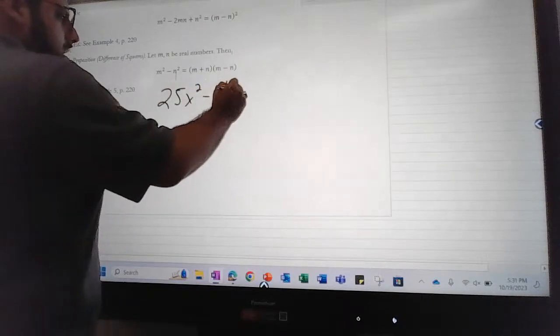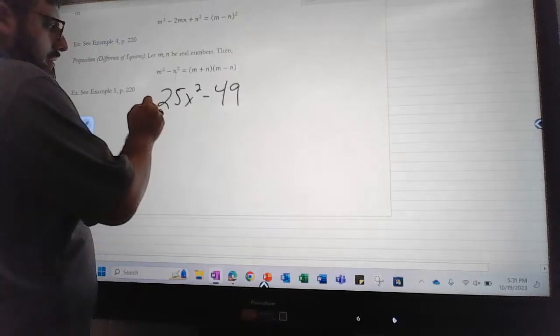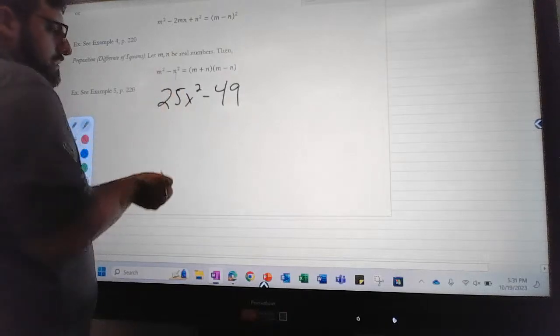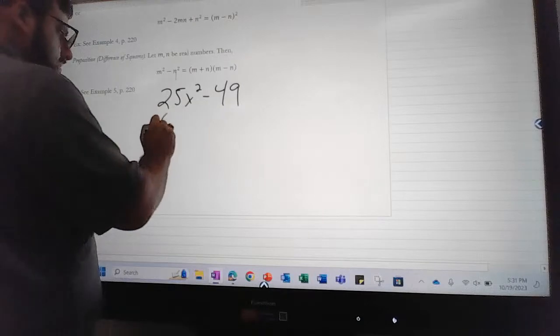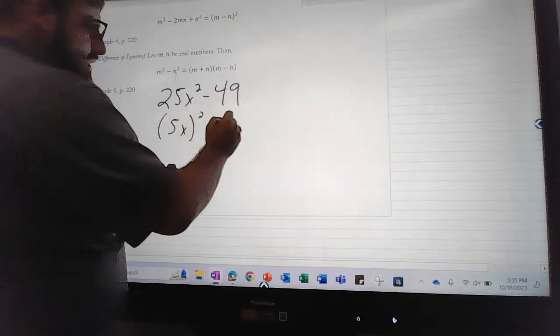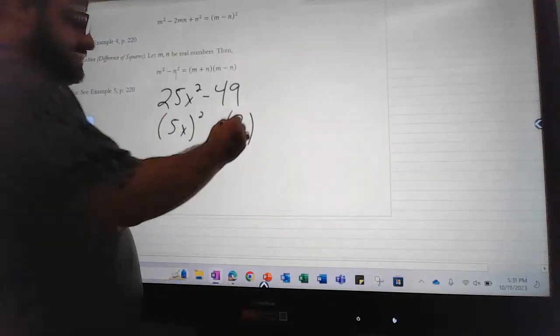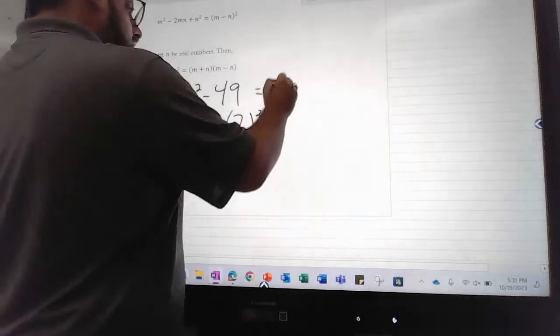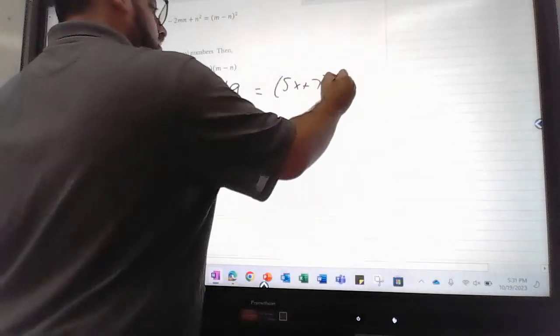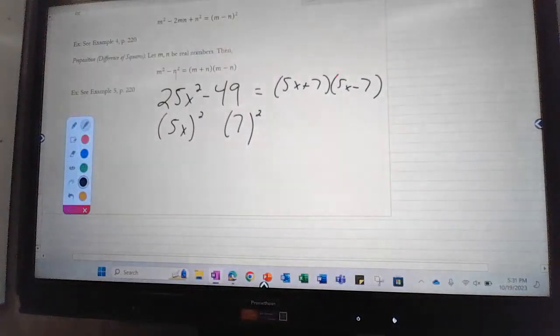So let me just do a quick example. 25x squared minus 49. So no middle term. 25 is a perfect square. Obviously, x squared is a perfect square. So this is 5x squared. 49 is a perfect square, 7. So this can actually be factored to 5x plus 7, 5x minus 7 every time, as long as you have a perfect square minus a perfect square.